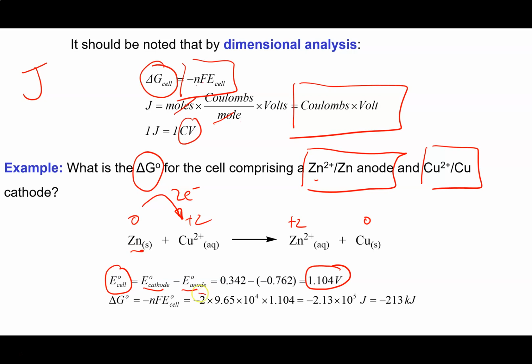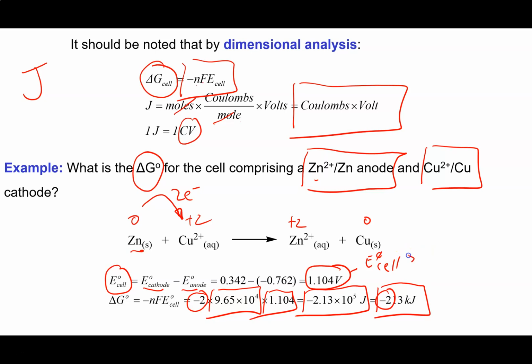So n in this case is going to be 2, F is Faraday's constant, and E°cell we calculated using standard reduction potentials. So there we are, we get a Gibbs free energy of -2.13 × 10^5 joules, or if we want to turn that into kilojoules, that's -213 kJ. It's negative, which is good because E°cell was positive, so that means it's spontaneous. Therefore, we would want ΔG° to be negative in order to be consistent with this being a spontaneous process.